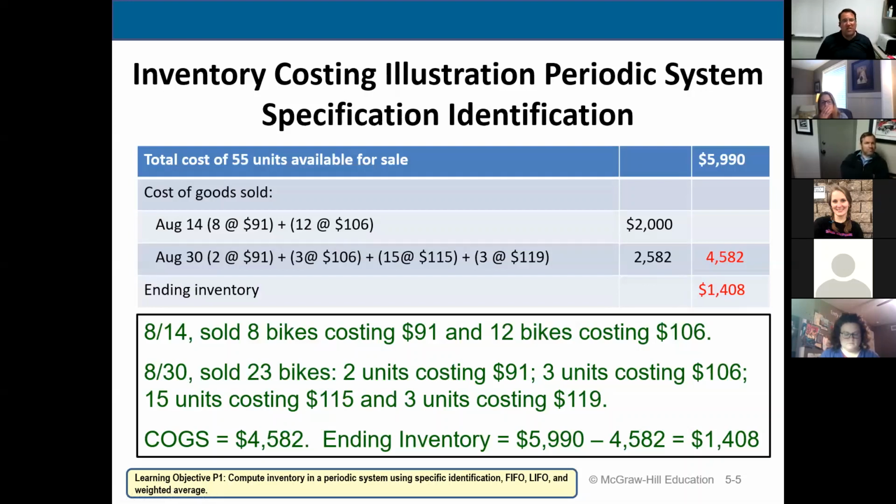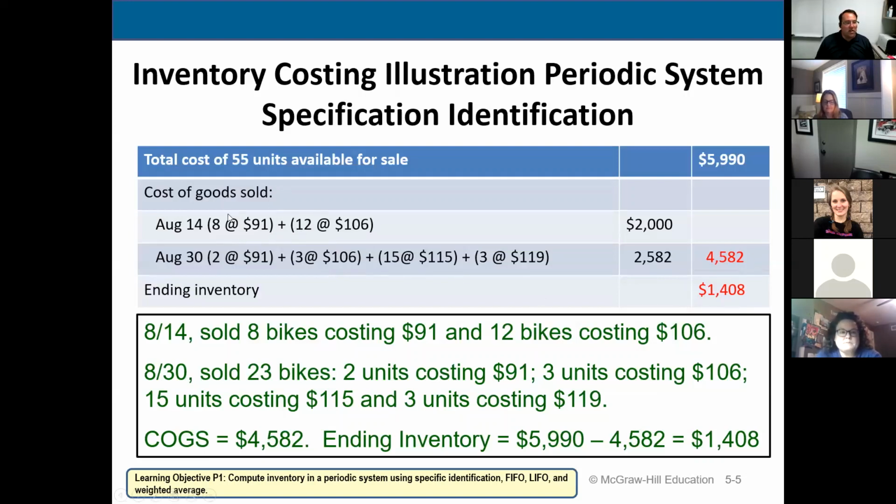What's nice about these is it's kind of easy, because once you know exactly which ones sold, you just take the cost times the number sold, and you can calculate exactly what your cost of goods sold was. And then you also know which units didn't sell, which units are still there, and you take those costs times the number still sitting there, and that gives you the value of your ending inventory.